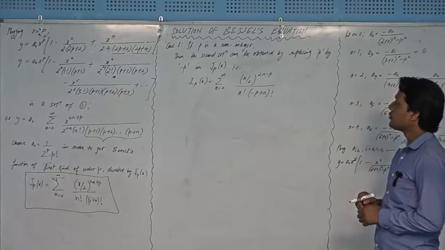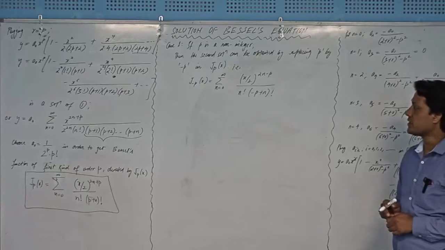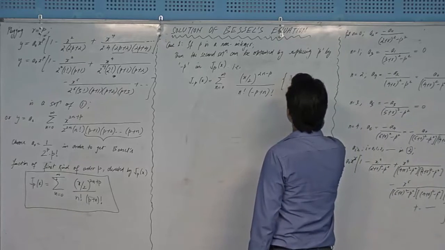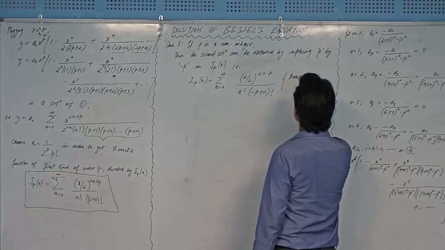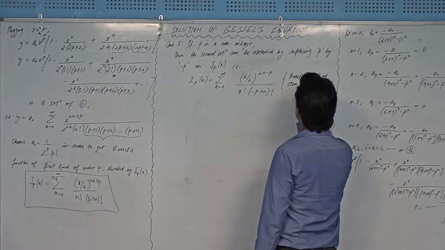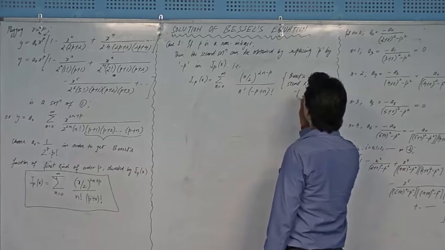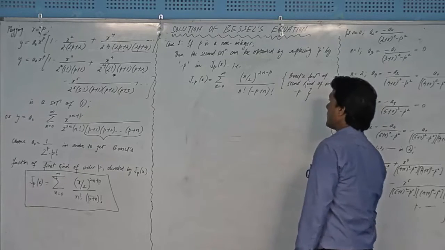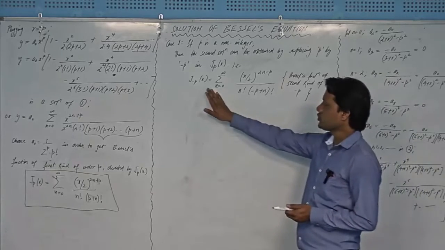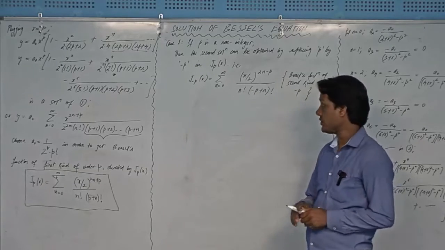And you call it Bessel's function of second kind of order minus p. So we claim that this solution should be accepted as the second solution because it is independent of that first solution. So we have to prove that.